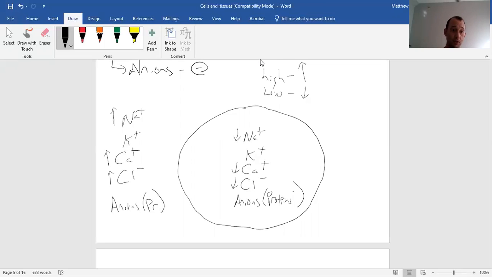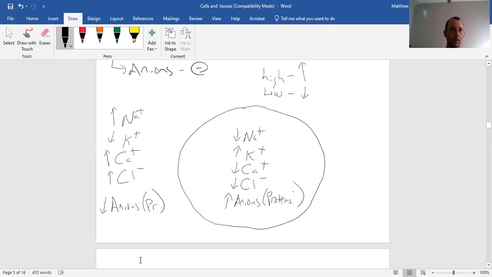On the outside of your cell, you have a low amount of potassium and a low amount of anions compared to inside your cell. That is something you have to inherently know. Okay? I think then Visible Body goes on to talk about active and passive transport. So I'm going to take this picture and add a little bit of detail in regards to active versus passive movement of those ions.